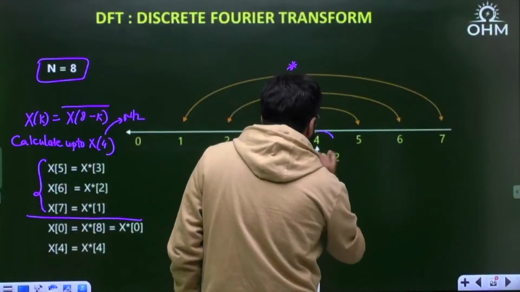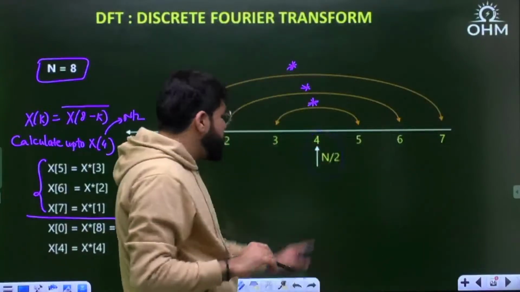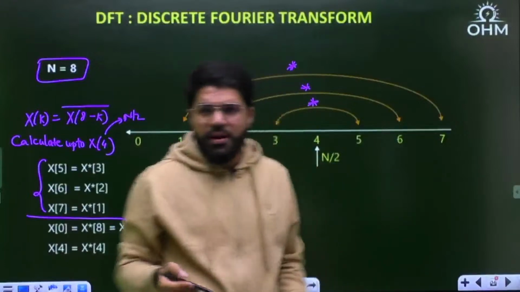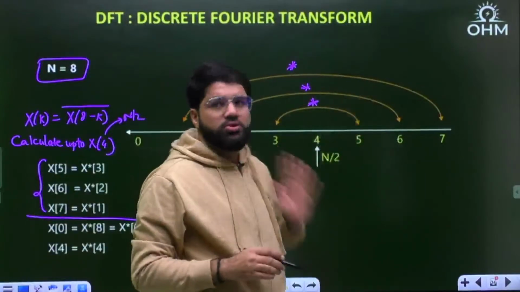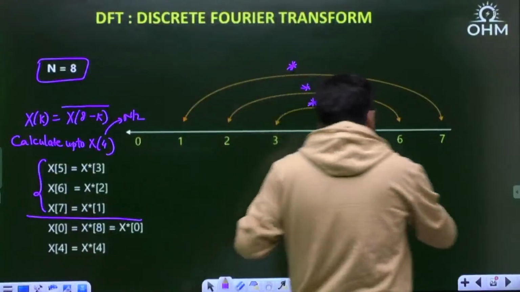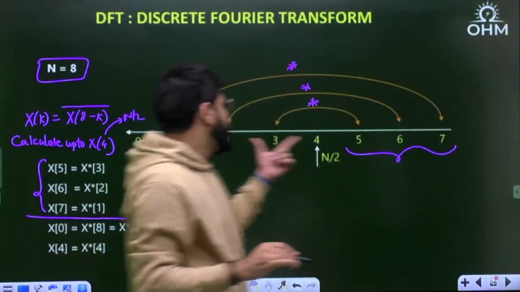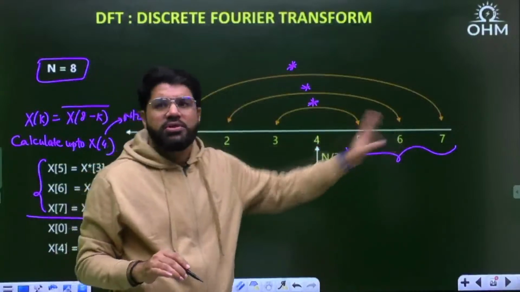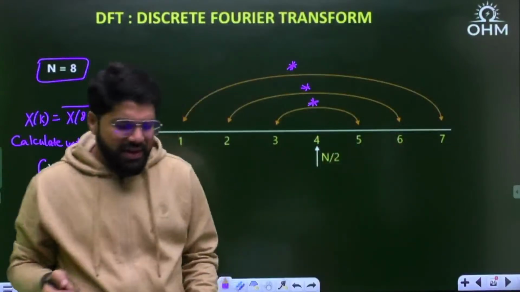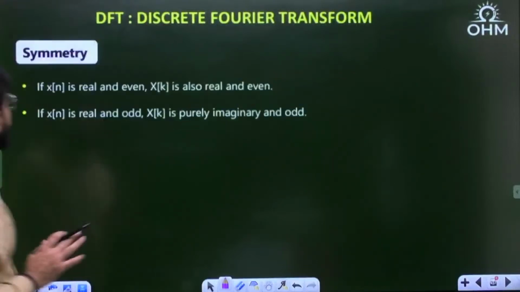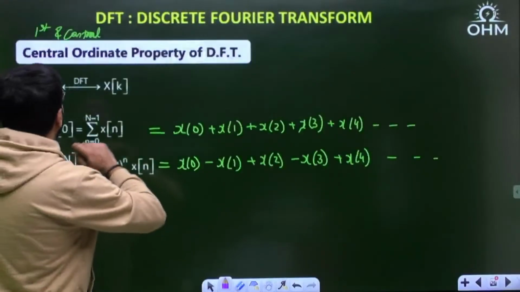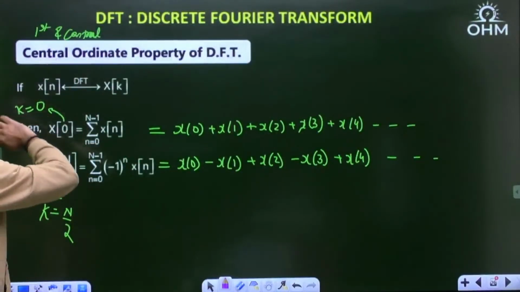Okay, about which line? About the central ordinate line. So you can simply call it a conjugate mirror. The values around this are related by conjugates of each other. That means you don't have to do any additional effort to calculate these. If you know the values on the left, those on the right are automatically calculated just by taking a conjugate operation. So these are two important results: one is the central ordinate property and one is the symmetry.